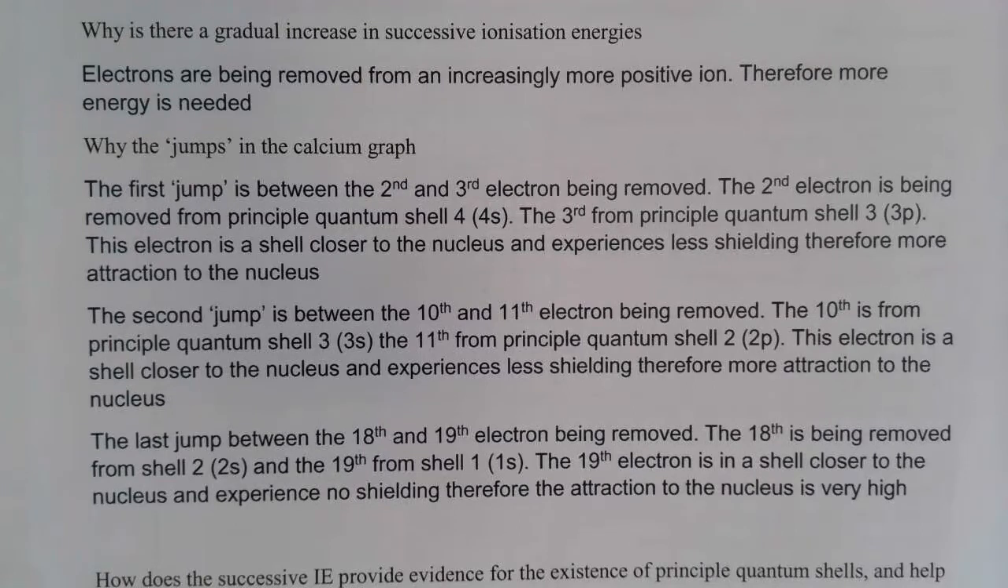The jumps in the calcium graph, well, there should be 3 of them. The first one between the second and the third electron being removed because the second electron is in a 4s subshell and the third electron is in a 3p subshell. The second is as we're moving from 3s to 2p, and the last is when we're moving from 2s to 1s. So the closer you are to the nucleus, remember, the harder it's going to be to remove the electron, the stronger the electrostatic attraction between that electron and the nucleus.